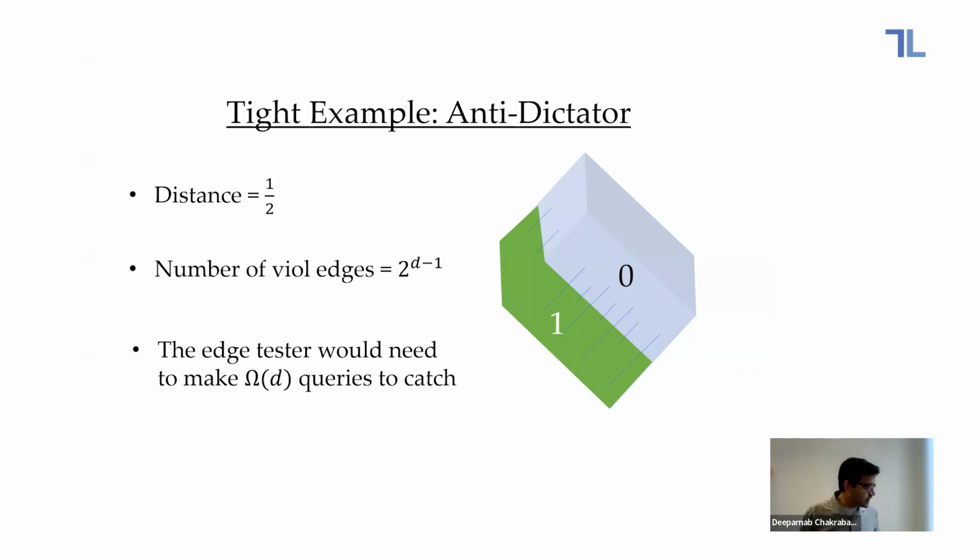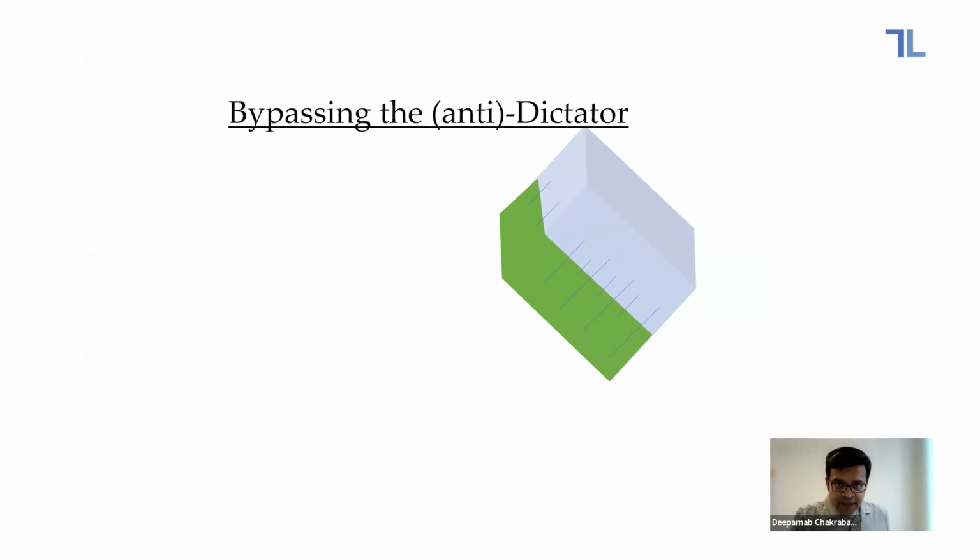This is a good example to have in mind. And it is good because it also tells us how to get better than d. So here's how you do it. Instead of looking at pairs which only differed in one coordinate, why don't we look at comparable pairs which differ in many coordinates? Because if we only focus on pairs that differ in one coordinate and the function looks like this anti-dictator, unless it is precisely this coordinate, I'll never catch it.